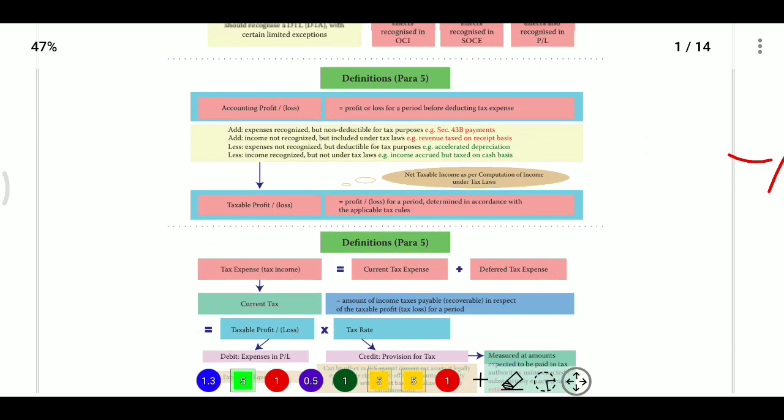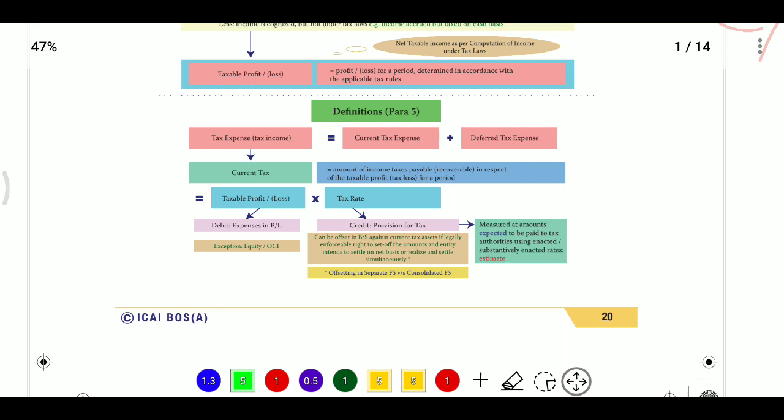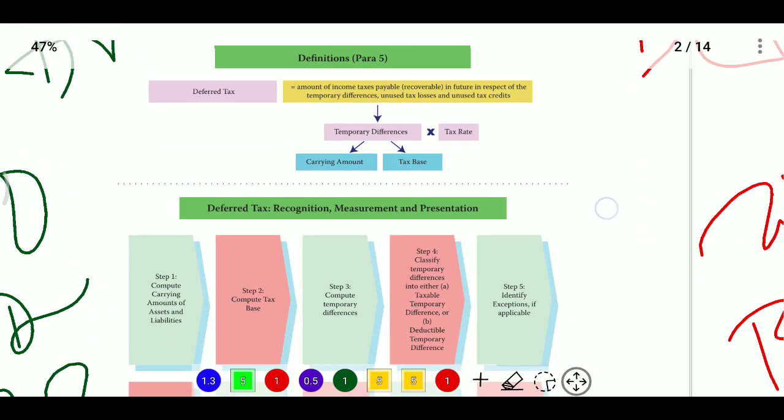Firstly we talked about the definition of what is current tax. Current tax simply means tax expense recognized in books of accounts, the amount of tax payable on profits calculated as per the Income Tax Act. After that we talked about deferred tax. It is temporary saving on tax or paying some additional tax due to a temporary difference between the carrying amount and tax base of assets and liabilities.